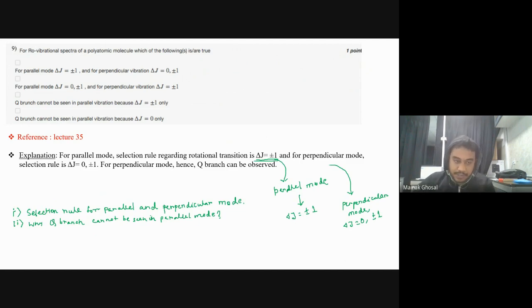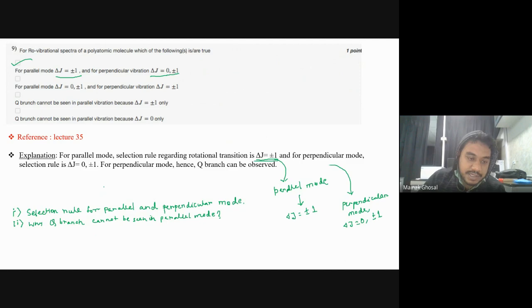So for the first question, we have found the selection rules for parallel and perpendicular mode. Now we have to find which option corresponds to these two answers. The first option is, for parallel mode, delta J equals plus minus 1, and for perpendicular mode, delta J equals 0, plus minus 1. Yes, this is the correct answer. What we have discussed is that for parallel mode, delta J equals plus minus 1, and for perpendicular mode, delta J equals 0 and plus minus 1. For parallel mode, the other statement is not correct.